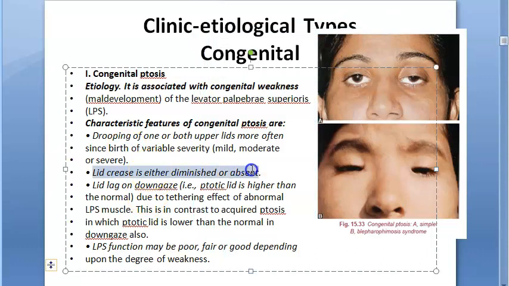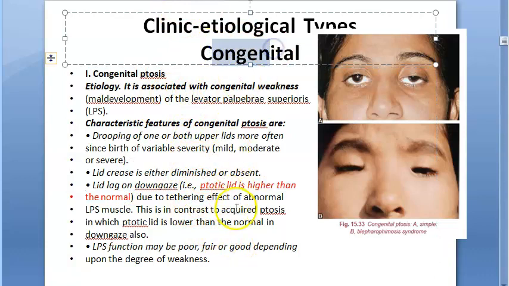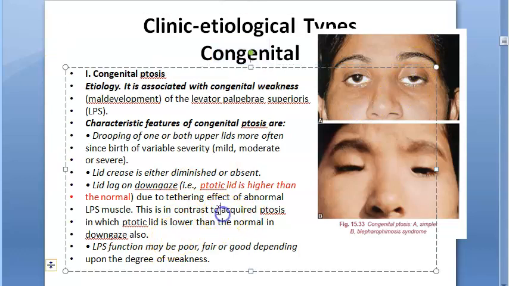So what did we see? Lid crease is either diminished or absent. Lid lag on down gaze. Here the ptotic lid is higher than normal. So the ptotic lid is higher than normal in what? In congenital ptosis, the ptotic lid, which could be this one in this case, will be higher than normal even in down gaze. But in acquired ptosis, the ptotic lid will be lower than the normal also. So it remains higher even in down gaze. Okay. LPS function may be poor, fair, or good depending on the degree of weakness.